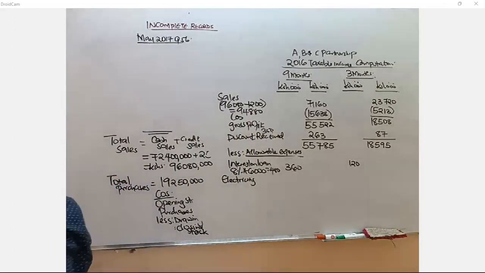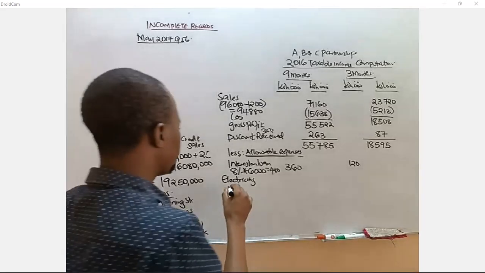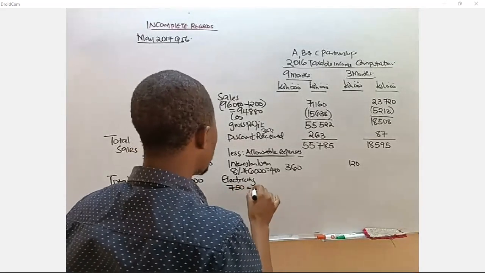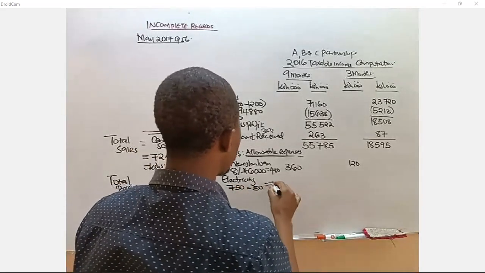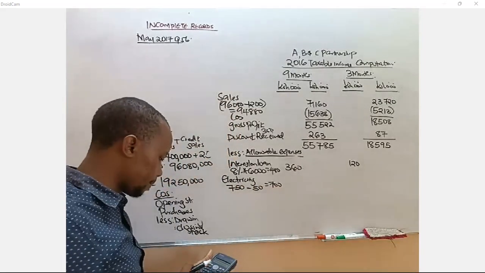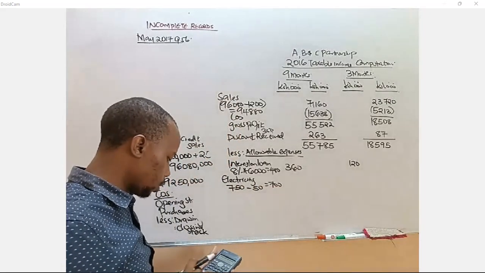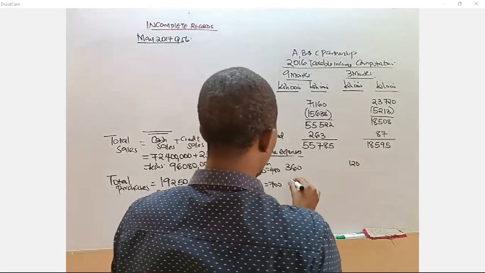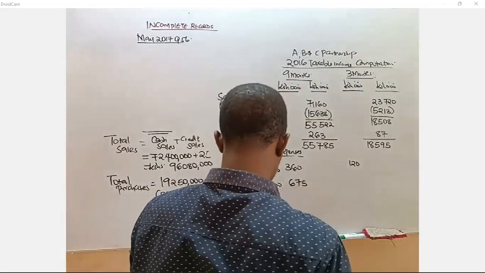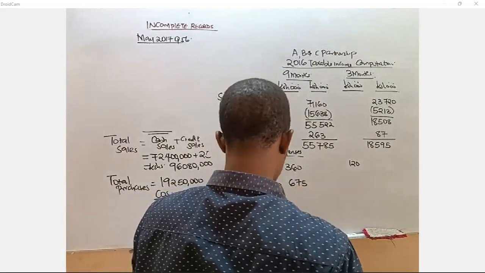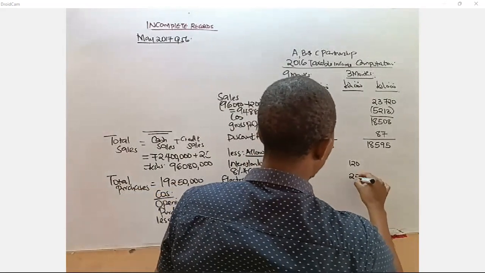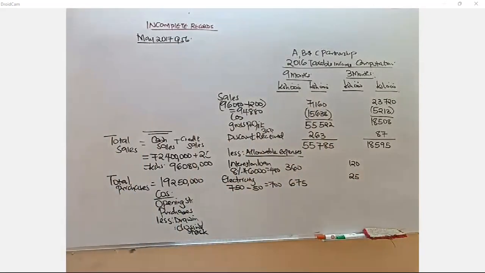So in this case, we are taking our electricity. I can see our electricity was 750 minus 50. This gets 700. So 700 times 9 divided by 12, getting 675. Then 700 minus my answer, here we are getting 25. Now let us go to additional purchase of the machinery.